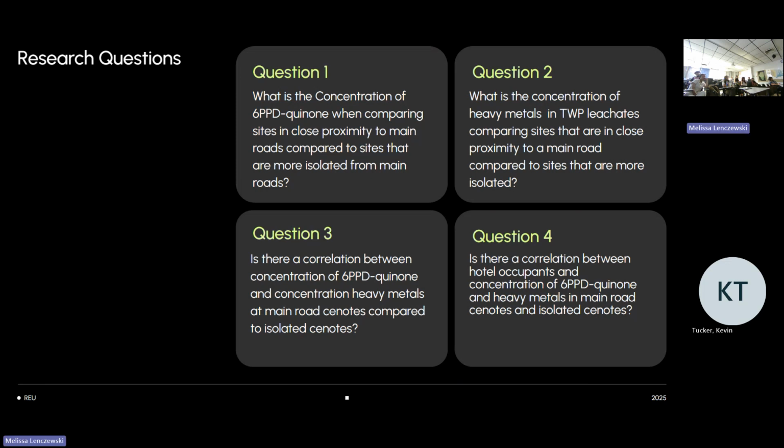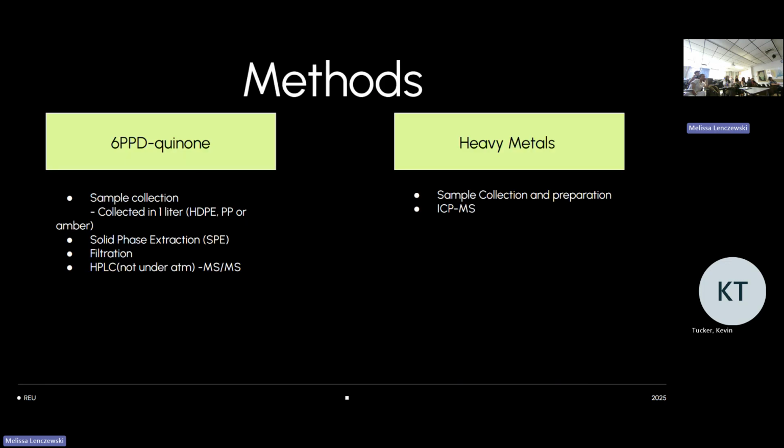And then question 4 is, I kind of like what Valentino was talking about, where instead of analyzing the hotel option, we do the traffic density during the times, if we can find that. So I might change that to that, but right now I have, is there a correlation between hotel occupants and the 6-PPDQ in these cenotes? So it is more, does it increase the concentration.